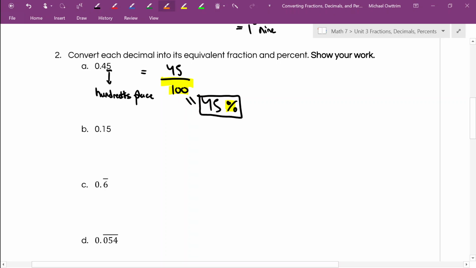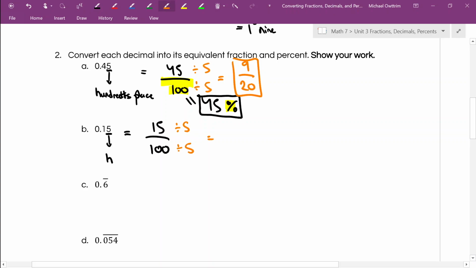For my fraction itself, I do want to simplify that down. So both of these numbers end in a 5 or a 0, which means they divide by 5. 45 divided by 5 is 9, and 100 divided by 5 is 20. So my simplified fraction is 9 over 20. Likewise, in question B, my 5 is in the hundredths place. So I know that this is going to be my digits over 100. Again, both of these end in a 5 or 0, so we'll divide them by 5 to simplify. 15 divided by 5 is 3, and 100 divided by 5 is 20. So this will be the fraction 3 over 20.